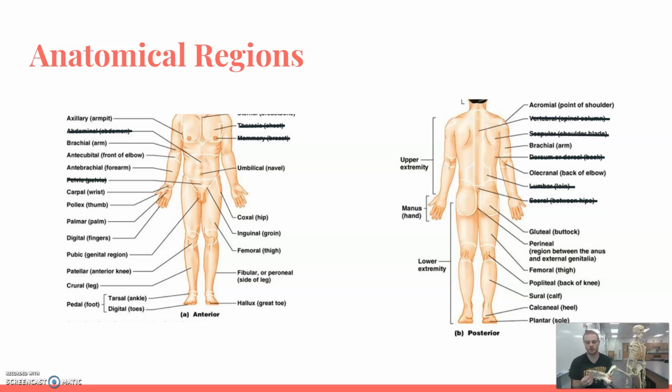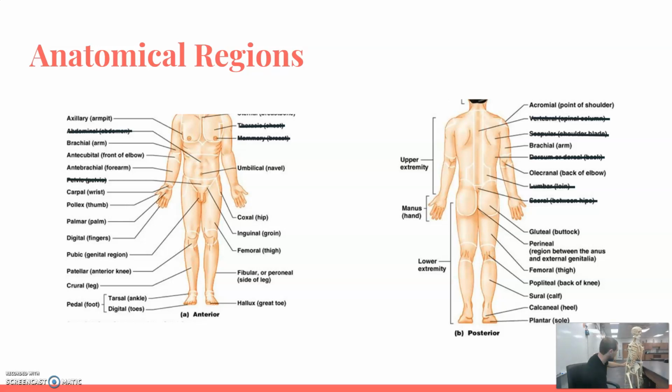Again, digital region can refer to both the hand or the fingers and the toes. So sometimes you might want to specify which is which because they do have the same name. Your big toe is known as the hallux. So just like your thumb is known as your pollux, the hallux gets its own special name for being your big toe.